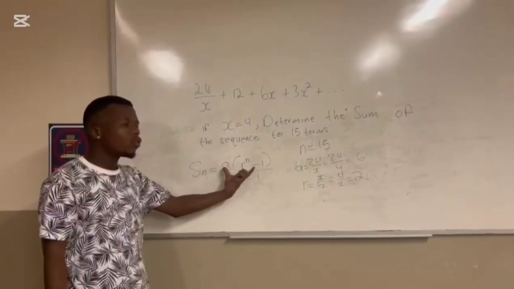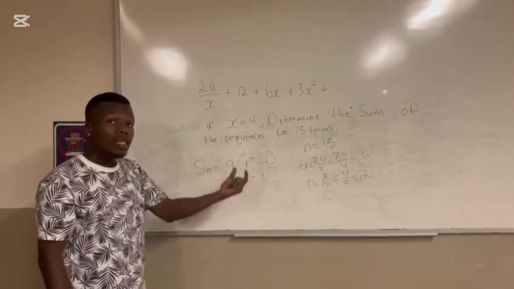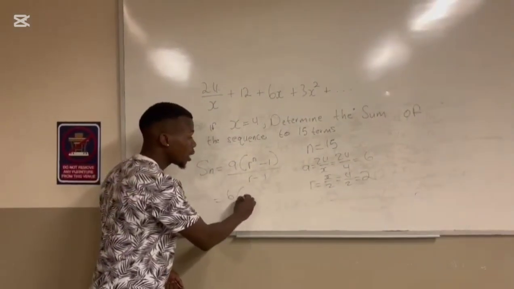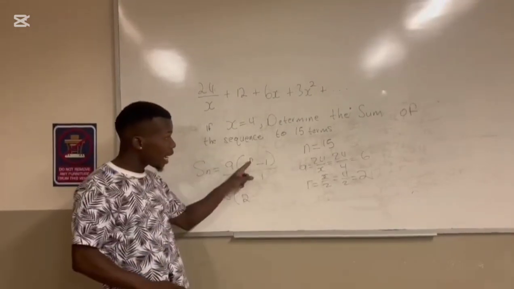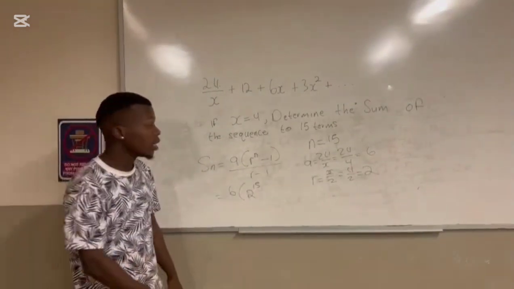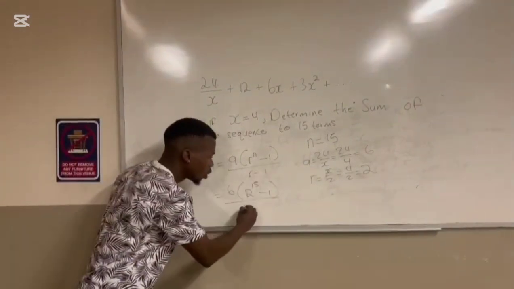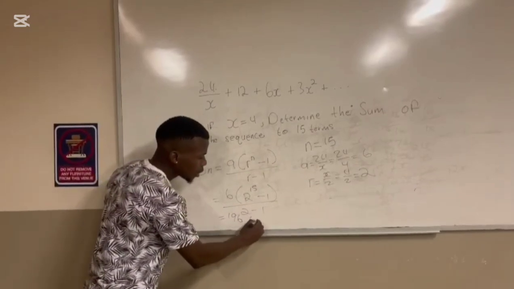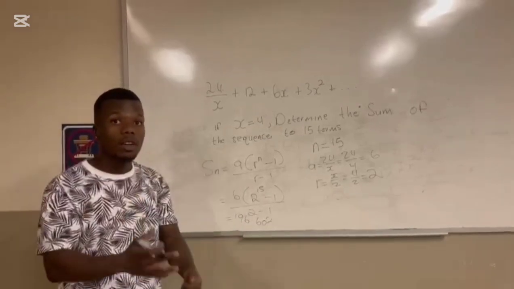Then I'm going back to my formula and substituting my values. What is a? a is the first term, which is 6, so I have 6, open bracket, r is 2, to the power of n. n is 15, so I have 2 to the power of 15, minus 1, divided by r minus 1, which is 2 minus 1. Which is equal to 196,602. You can double check using your calculator. Thank you very much. We are done.